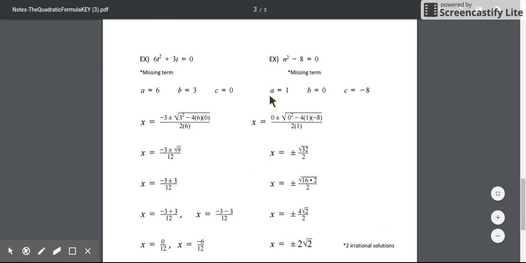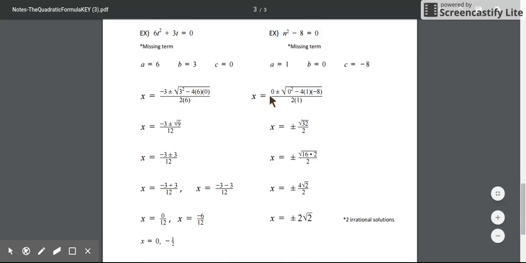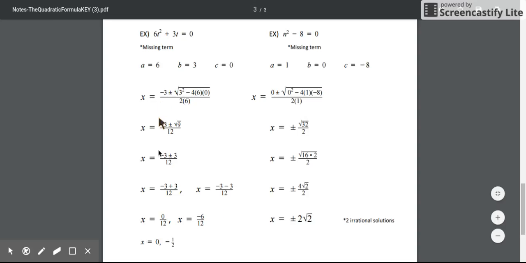All right, let's do an example where we're missing a term. I'm going to skip this left example, although you can go ahead and look at it. I'm going to focus on the right example. So in this case, we're missing our b term. We're going to substitute 0 for b.